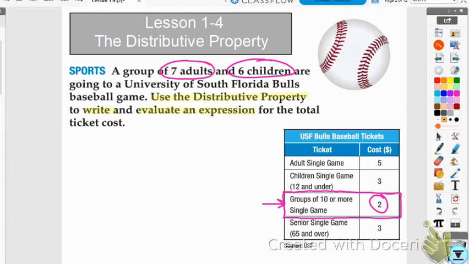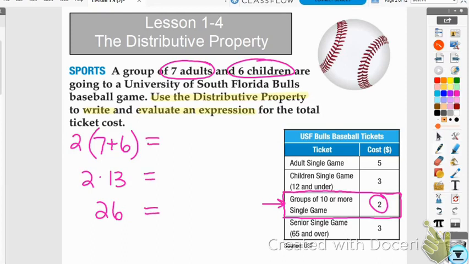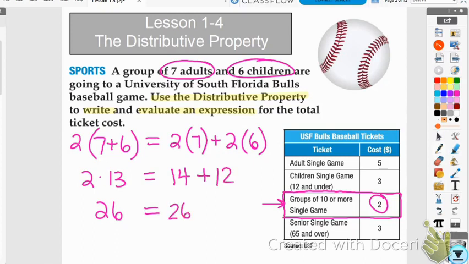So we could do this in a couple ways. We know that 7 plus 6, that was 13 people going, and they're going to be charged $2 each. So this is $26. Likewise, on the other end, you could take 2 times the number of adults going plus 2 times the number of kids going and separate it out there. So 2 times 7 is 14, 2 times 6 is 12. This also gives you $26.